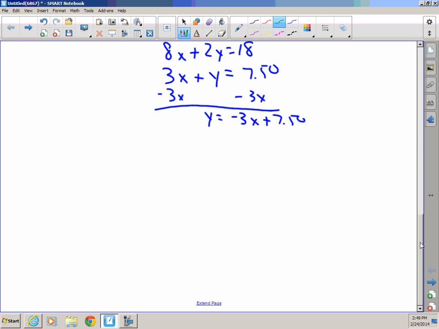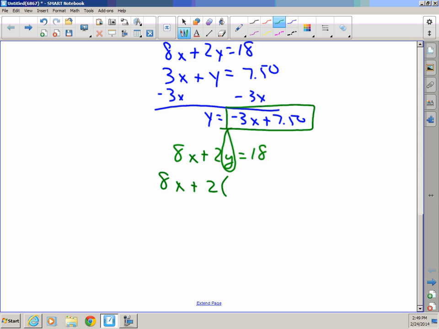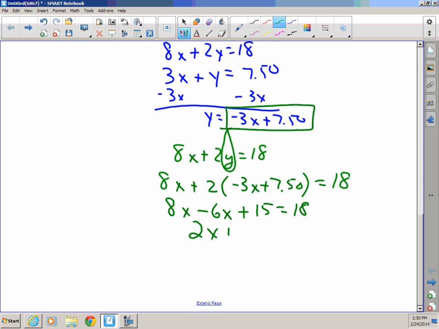If you look at the first equation, 8x plus 2y equals 18, I can't solve this by itself because I have an x and a y. So it would be very helpful if I knew what either x was or y was. Well, we just figured that out. Right here, we figured out that y is negative 3x plus 750. So now I can replace the y with negative 3x plus 750. Now I have only one variable. I'm solving a linear equation by first using the distributive property, combining my like terms.